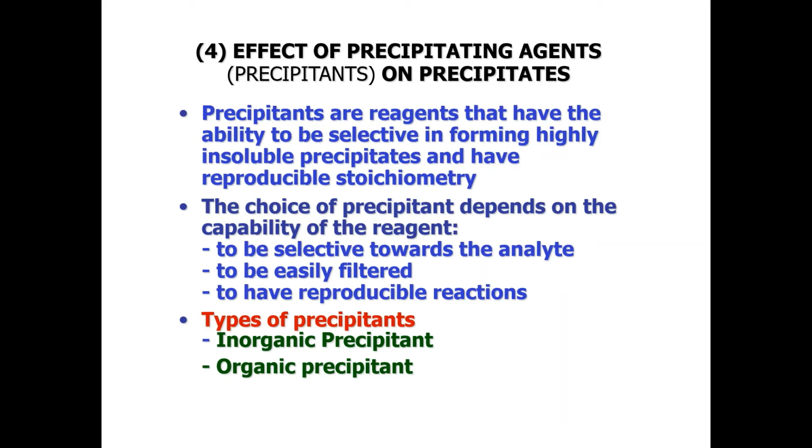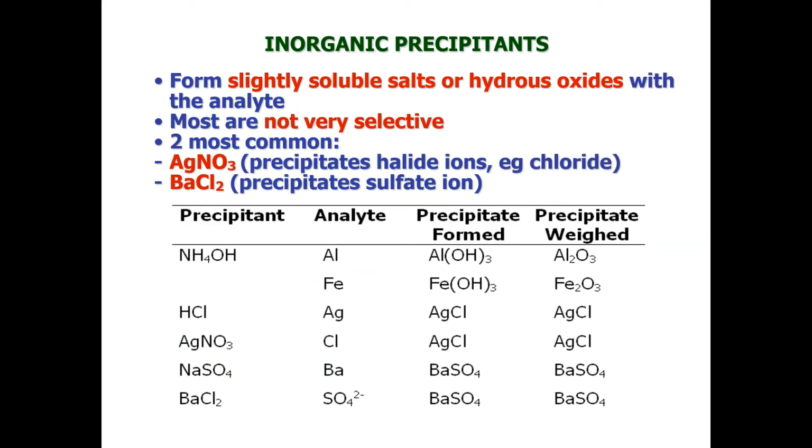There are two types of precipitant. The first one is inorganic, and the second one is organic precipitant. The first one is inorganic precipitant. Look at this table. You will form a slightly soluble salt. If you look over, which is the analyte? For example, aluminium is the analyte.